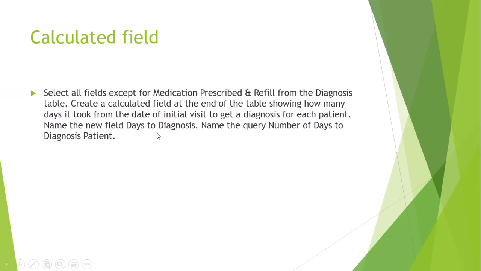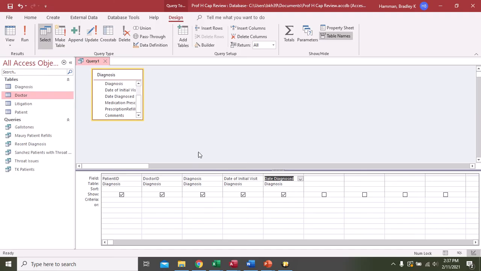Now what I want to do is create a calculated field at the end of the query, showing how many days it took from the date of the initial visit to get a diagnosis for each patient. We'll talk about another way to say this in a minute. We're going to name the new field days to diagnosis, and name the query number of days to diagnose patient.